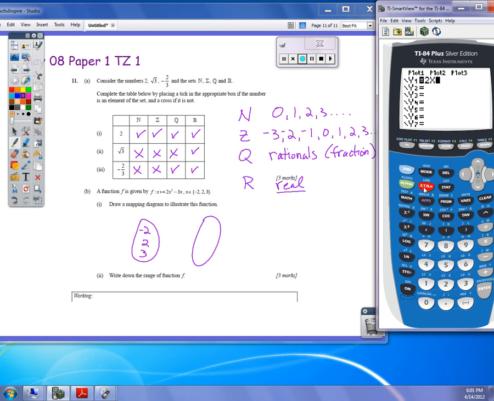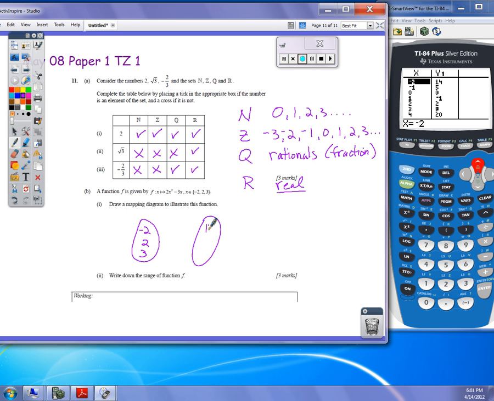2x squared minus 3x. Look at the table. And when x is negative 2, y is 14. When x is 2, y is 2. And when x is 3, y is 9.